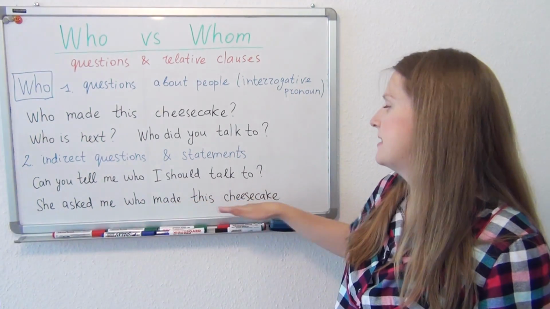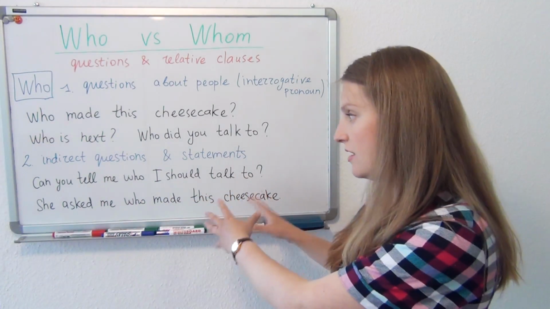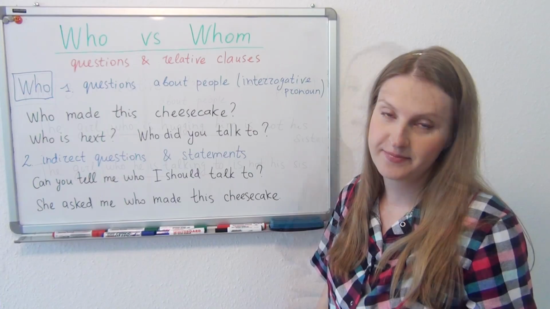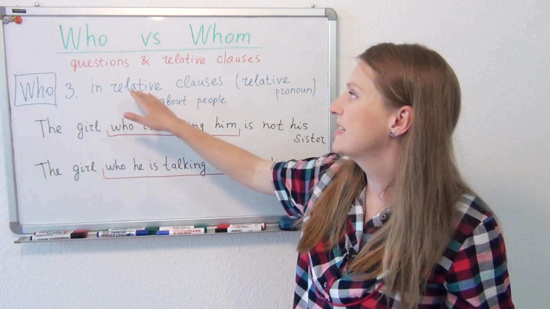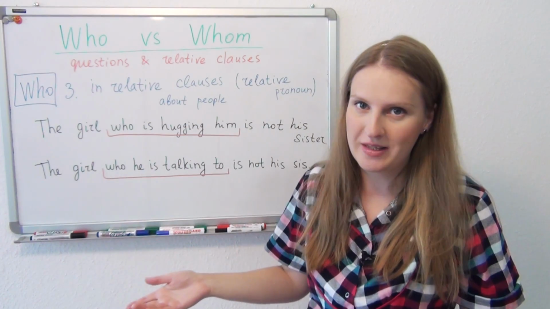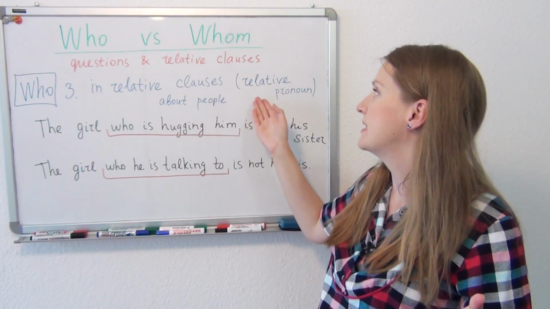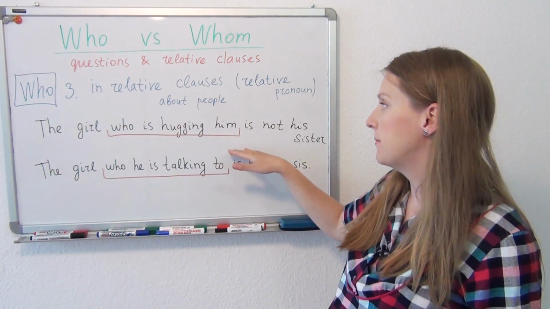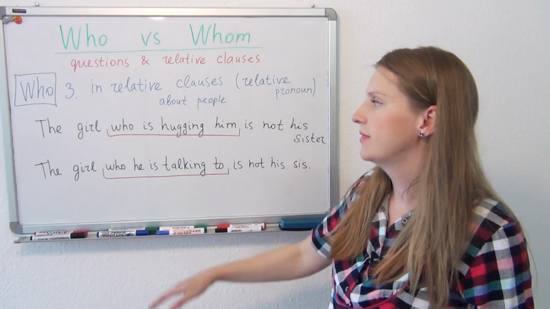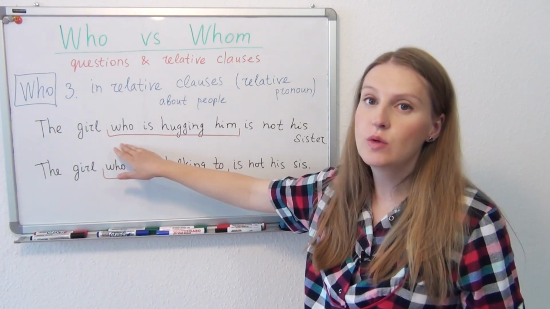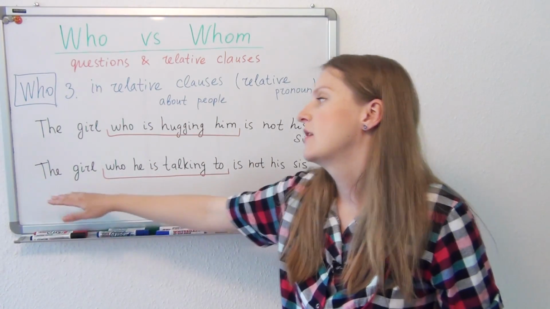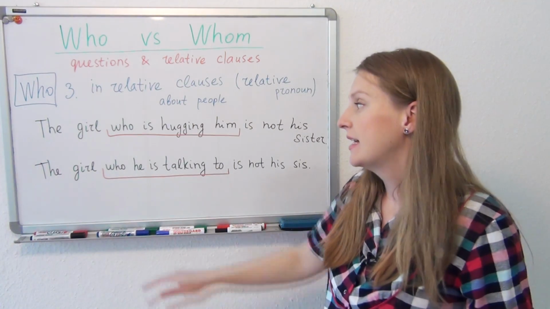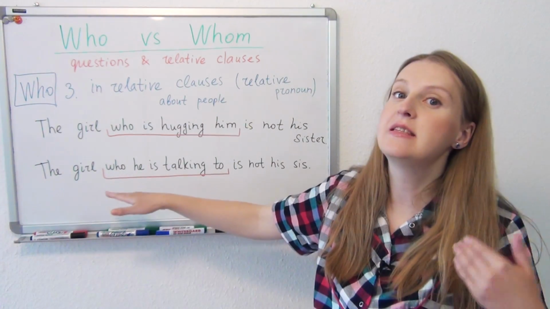She asked me, who made this cheesecake? A question within a statement. We also use who to introduce relative clauses about people once again. In this case, who is a relative pronoun. The girl who is hugging him is not his sister. Once again, here, who is the subject within this sentence. The girl who he is talking to is not his sister. And here, who is not the subject, it is the object.